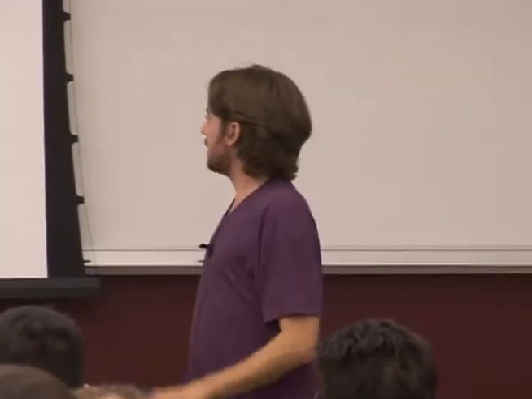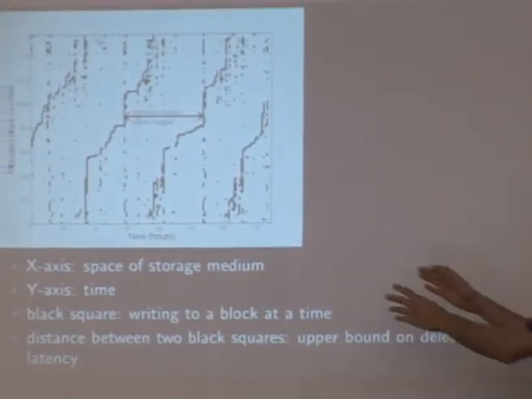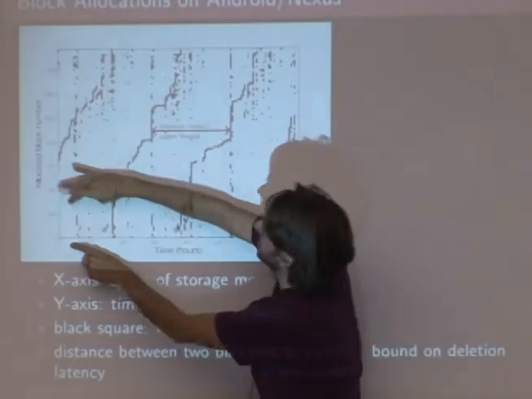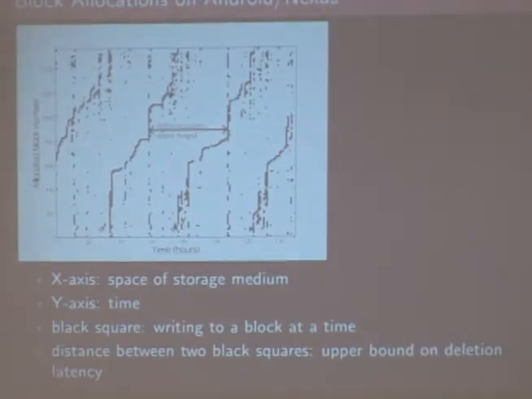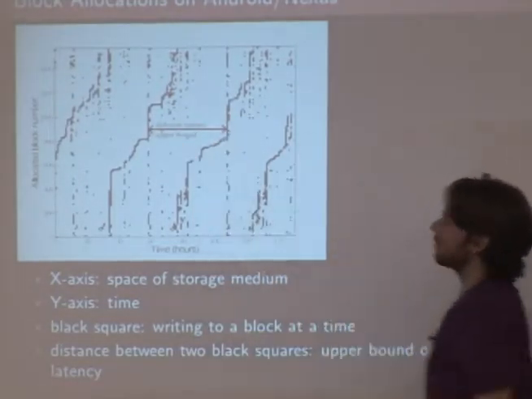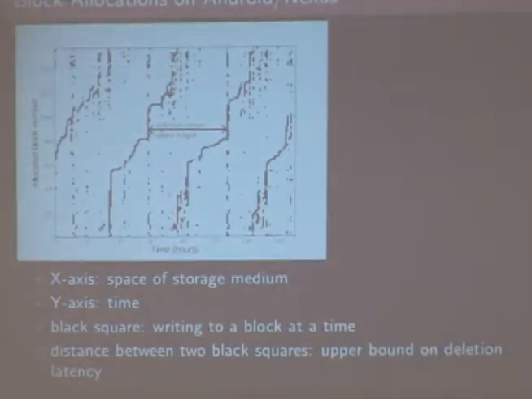So here is a plot of the block allocations over time. On the x-axis, this corresponds to the experimental time. And on the y-axis is the space of erase blocks. So you can consider each row to be an erase block. And every time you see a black square, it means that that row's erase block was allocated at that time. The distance then between two consecutive allocations of the same erase block then corresponds to the deletion latency's upper bound. Now, the UBIFS file system has a cyclic approach to allocating erase blocks, which you may be able to discern from this figure.